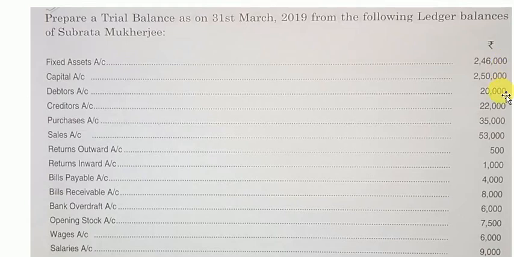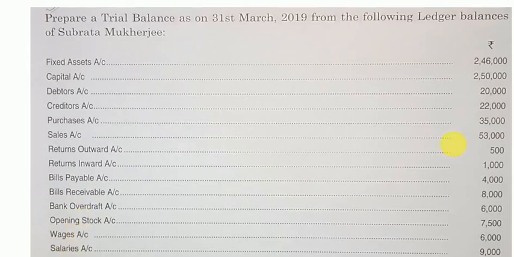What you have to take care of is that fixed asset is always a debit because it is an asset. Capital being a liability will always be a credit. Debtors being an asset will always be a debit. Creditors being a liability will always be a credit. Based on the nature of the item for the ledger balances, you will take it in the debit and credit column of the trial balance. So we have purchases, sales, return outward, return inward, bills payable, bills receivable, bank overdraft, opening stock, wages, salaries.